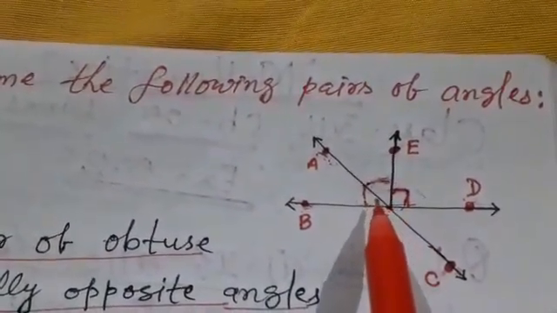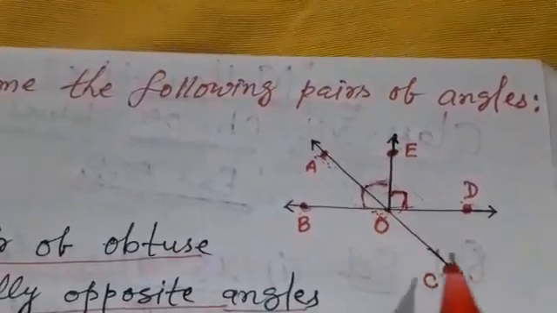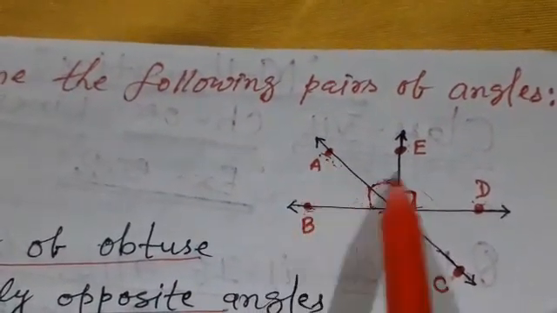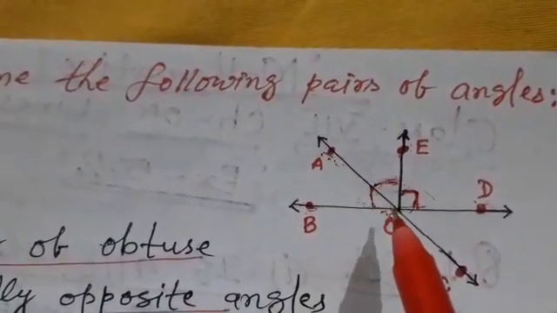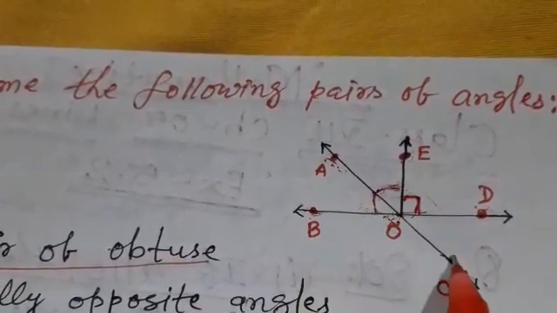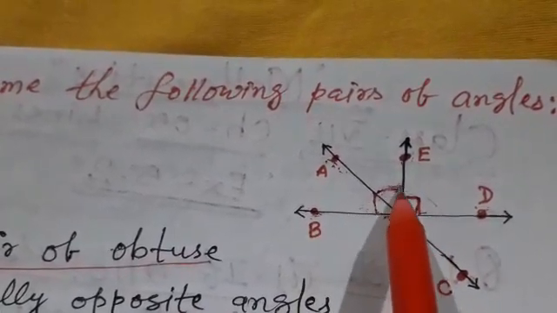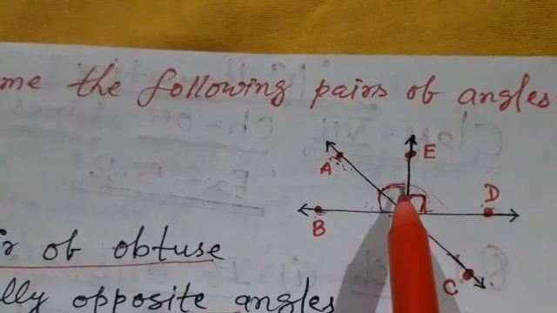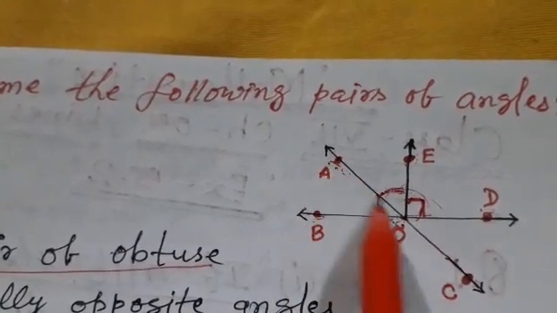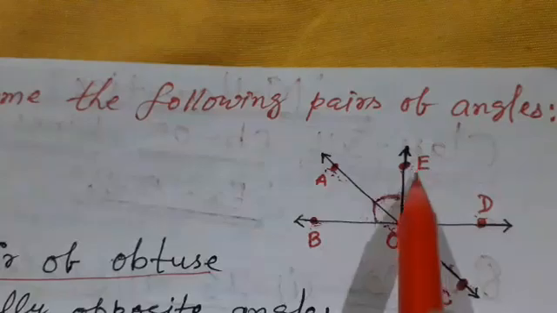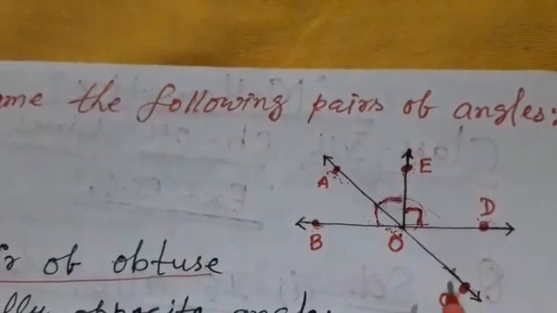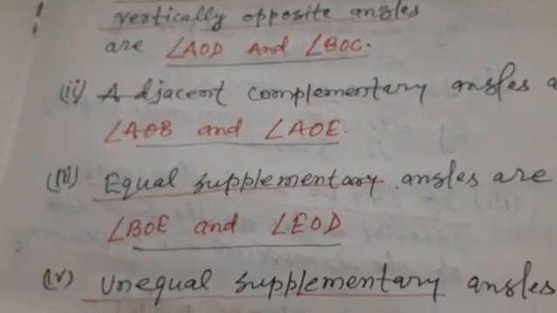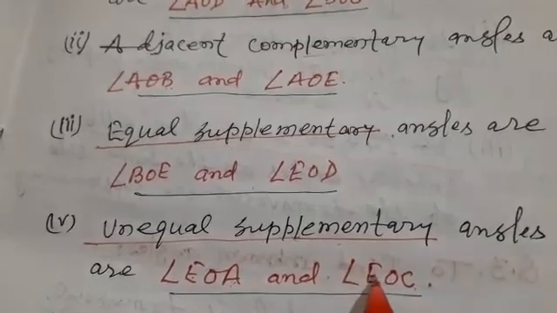Next is unequal supplementary angles. Unequal supplementary angles are angle EOA and angle EOC. Here we see that the sum of these angles becomes 180 degrees, but they are not equal because angle AOE is smaller than angle EOC. So we write here unequal supplementary angles are angle EOA and angle EOC.